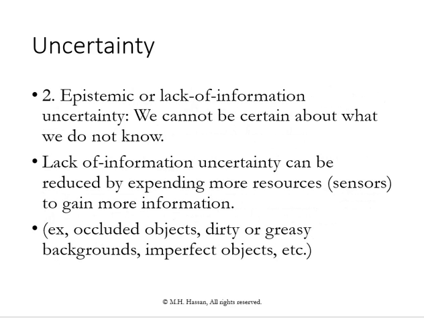Number 2, epistemic or lack of information uncertainty. We cannot be certain about what we do not know. Lack of information uncertainty can be reduced by expending more resources and using more sensors to gain more information. We can even include sensor integration, where we integrate a variety of sensors to generate one signature of information about the object or the subject matter.